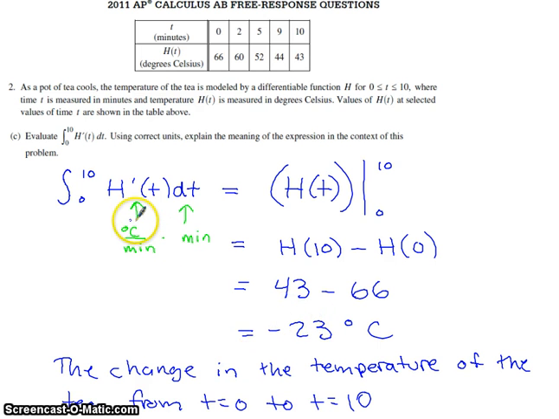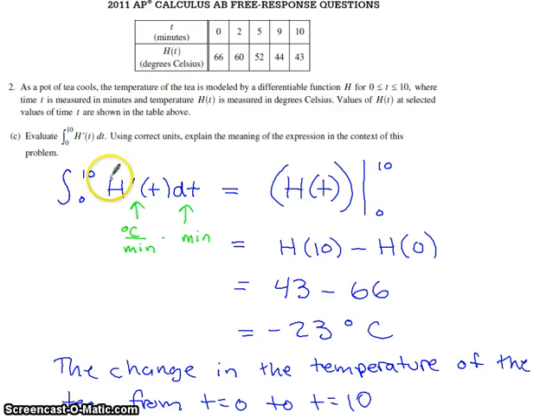Well, if you think about the units here, that can be a little helpful. So this is a rate of change of the temperature of the tea, so it's measured in degrees Celsius per minute, and then this differential is measured in minutes. So we have degrees Celsius per minute times minutes. The minutes are going to cancel, and we're left with an answer that's just measured in degrees Celsius. So this number of degrees Celsius is going to actually represent the change in the temperature of the tea from t equals 0 to t equals 10, and the fact that it's negative just indicates that the temperature went down from t equals 0 to t equals 10.